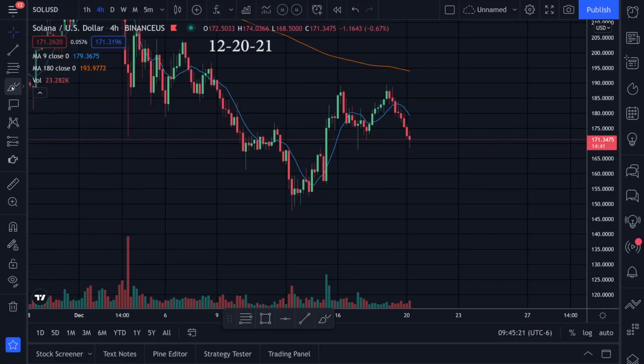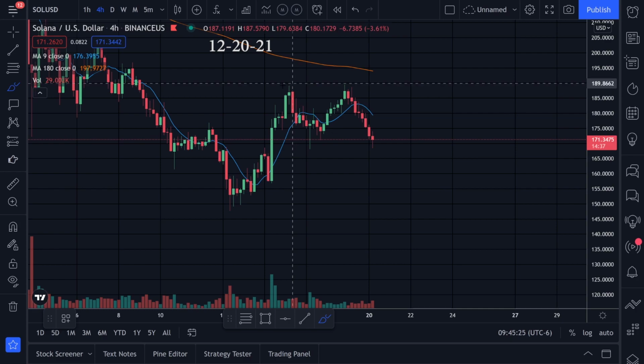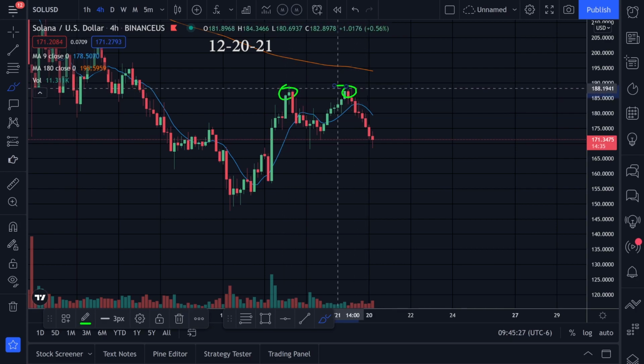Let's take a look at the chart for Solana. Okay, so here's what we're looking at. We're on the 4-hour time frame right now, and we have resistance right here and resistance right here. In my opinion, this kind of looks like a double top.